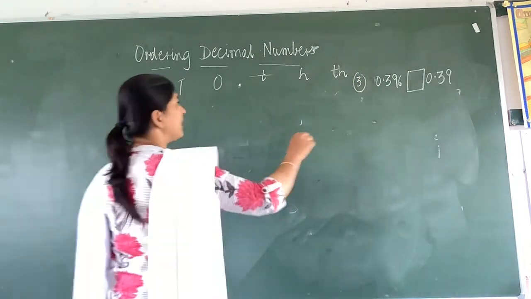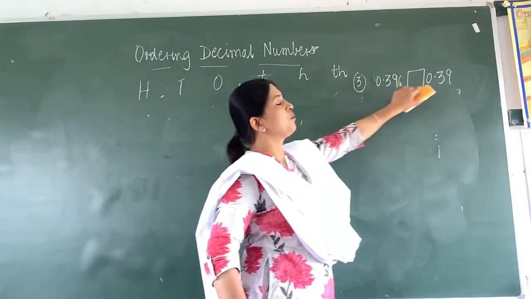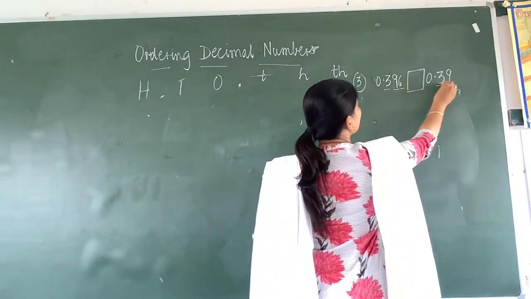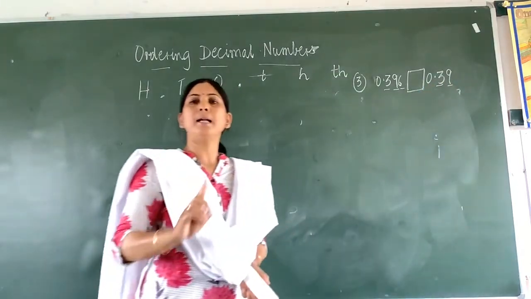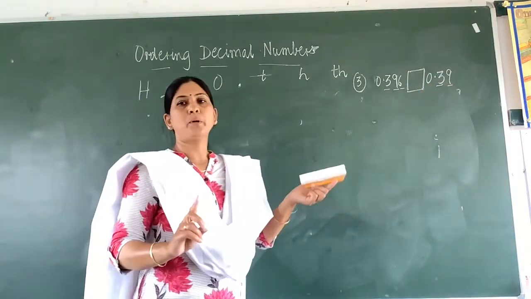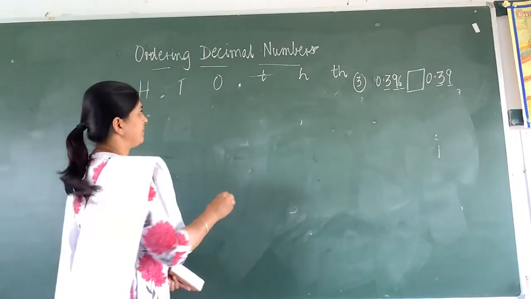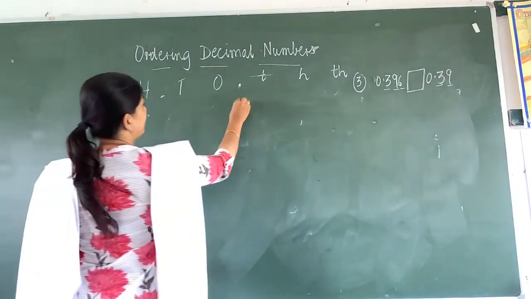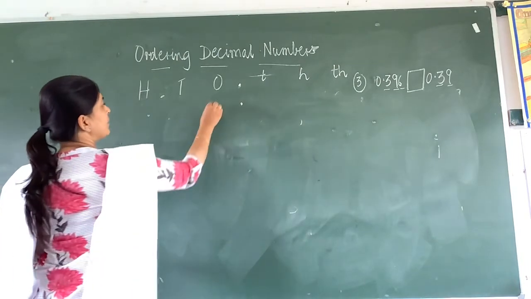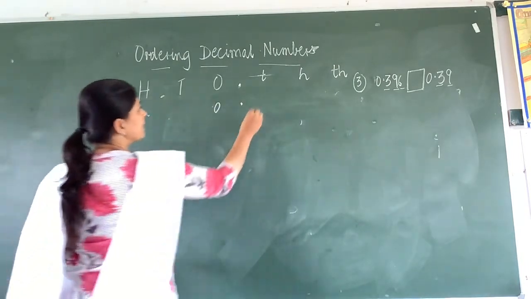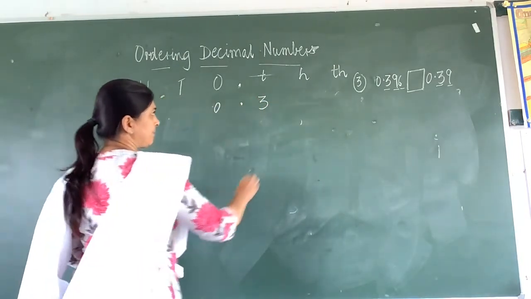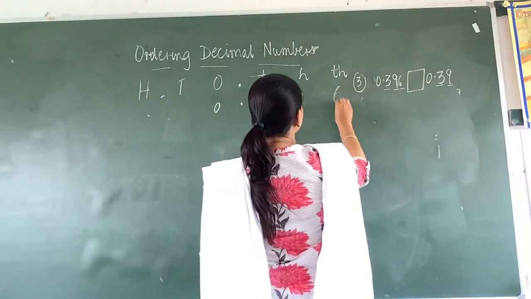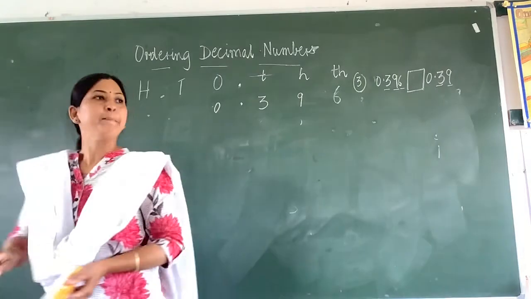Come in quietly. Now 0.396 and 0.39. Now see, it has 3 decimal places and it has 2 decimal places. So they are unlike decimals. First we will convert them into like decimals. Now let us write them under the place value chart. Let us put the decimal point. 0 will come in 1's place. 3 will come in 10's place. 9 will come in 100's place. 6 will come in 1000's place.